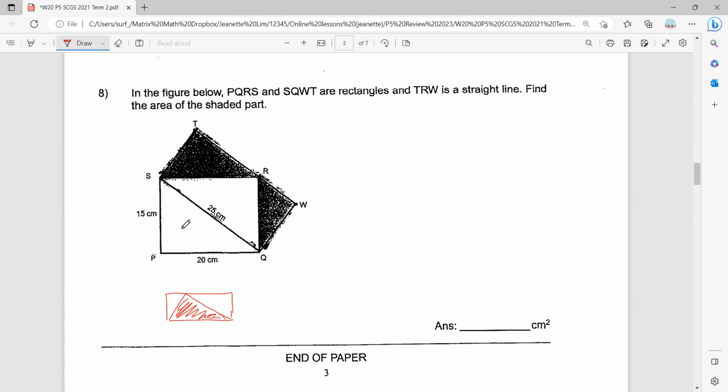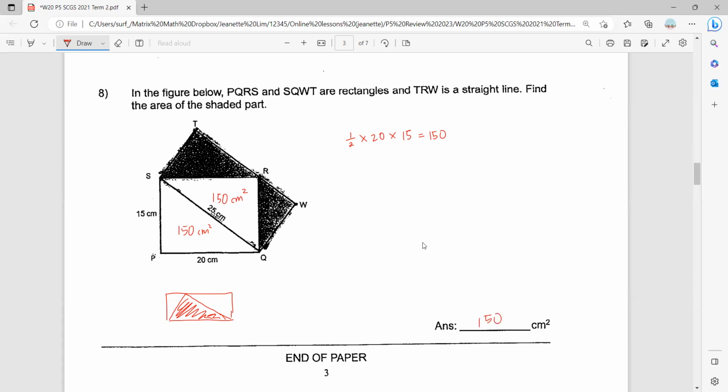Okay, so let's find this triangle here, which is half times base times height, half times 20 times 15. So this here is 150, which means that this here is 150, which also means that the shaded part is the same as this triangle. So the shaded part is 150.